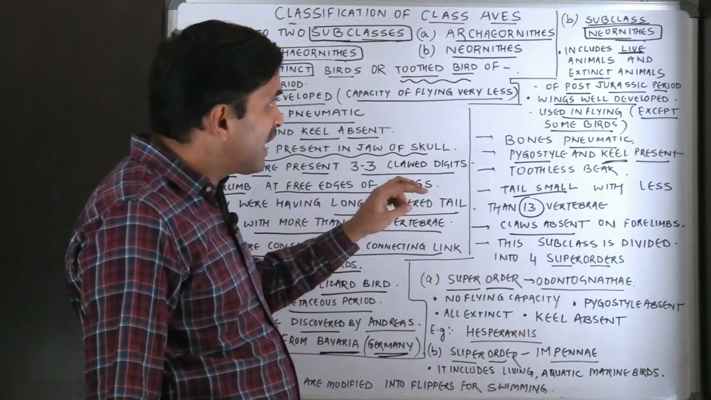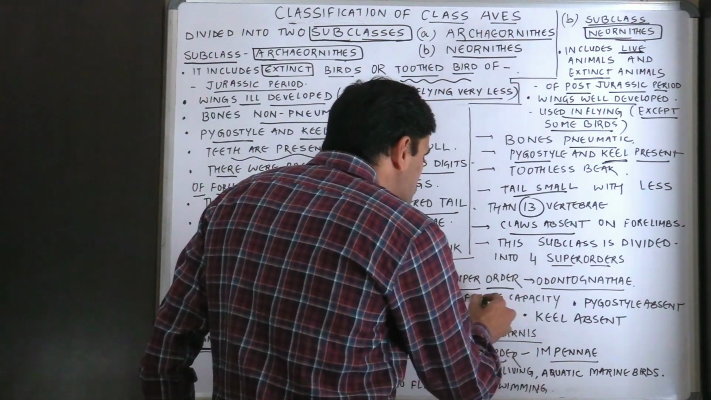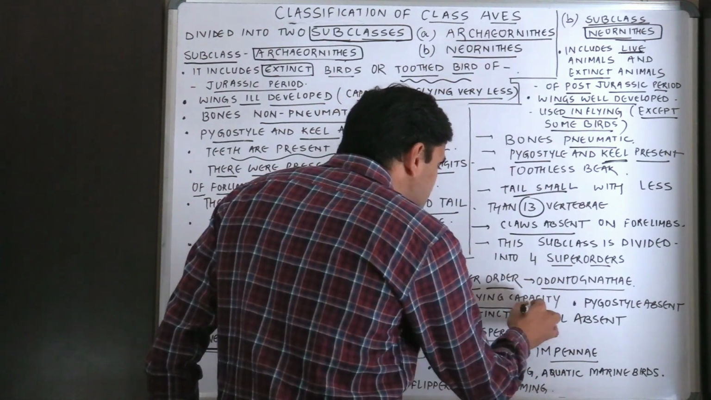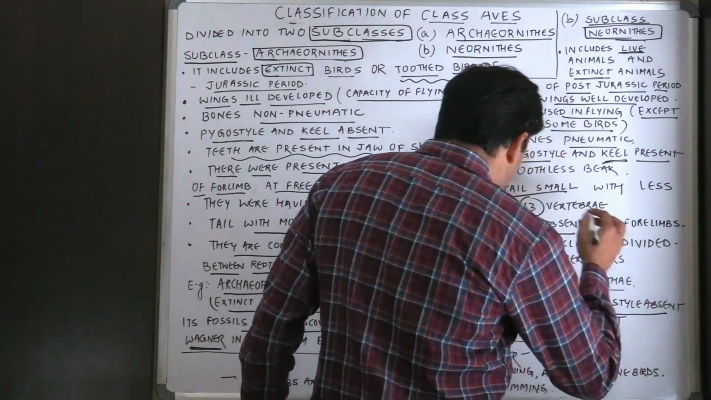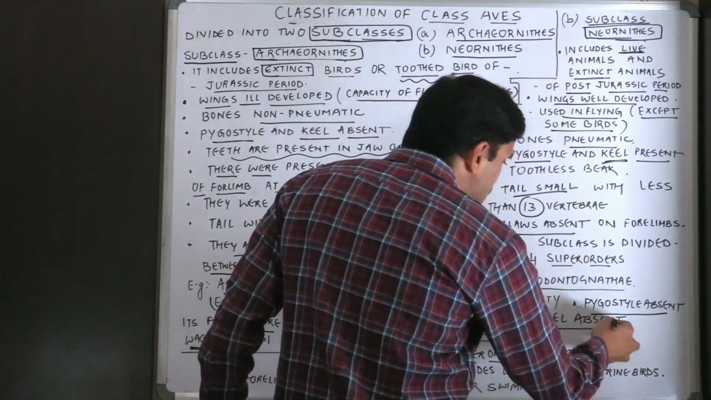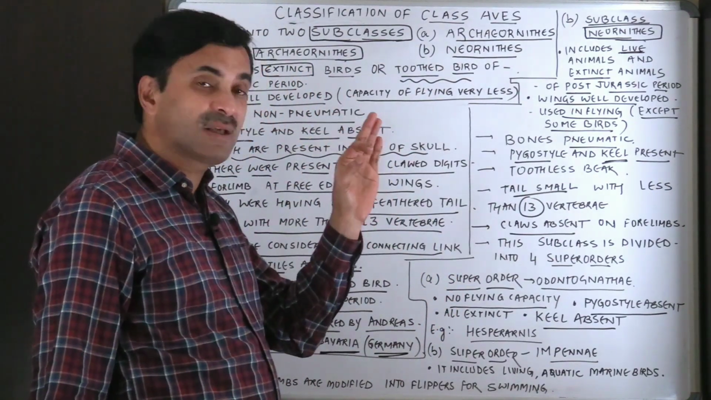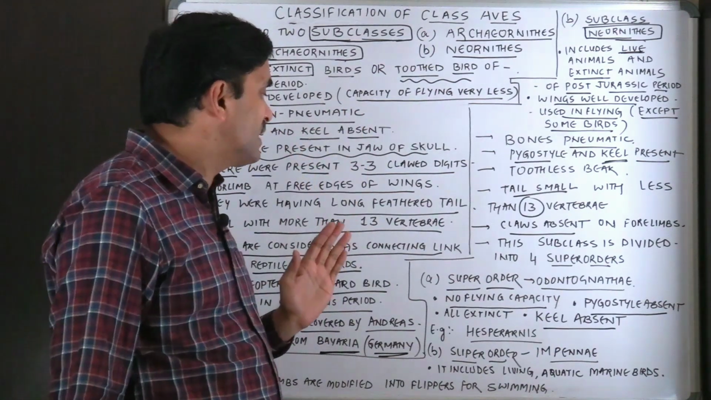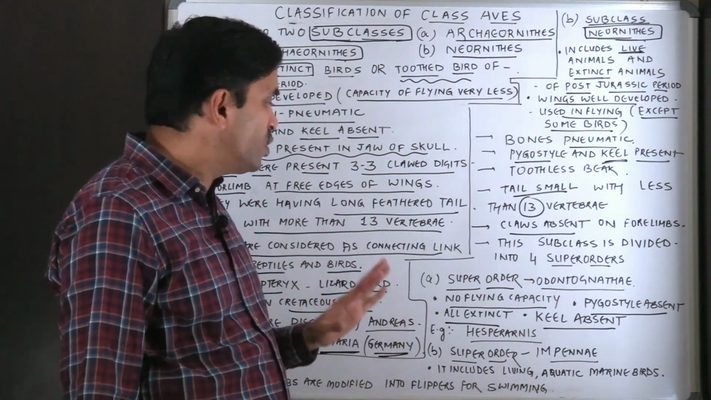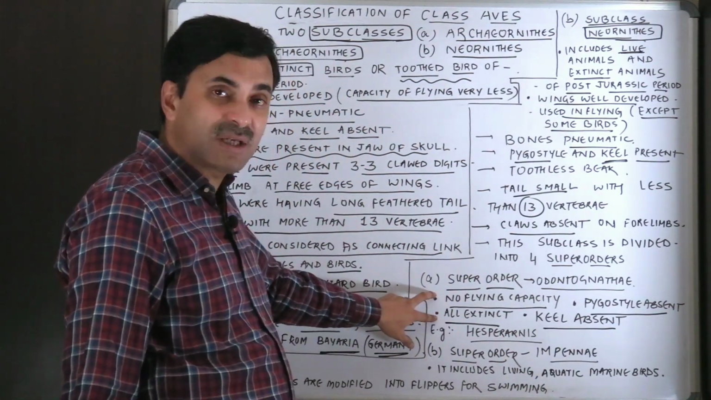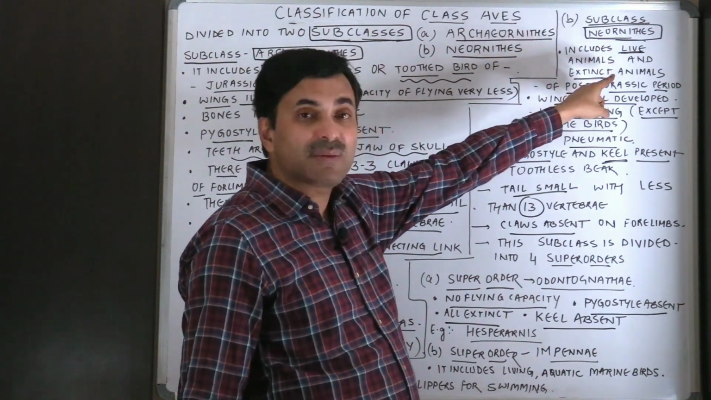Now I have told you that few extinct birds are also included. All right, so here in the Odontognathae superorder, the flying capacity was not present. Pygostyle was also absent. Keel was also absent. Remember this thing, if the keel is absent, it means the organisms were not having the flying capacity, and the superorder Odontognathae members are no more. They have all become extinct. That's why I have told you that in subclass Neornithes also some extinct birds are included.